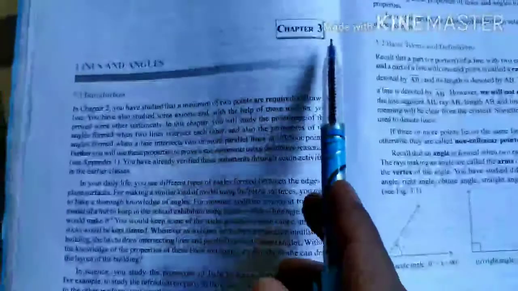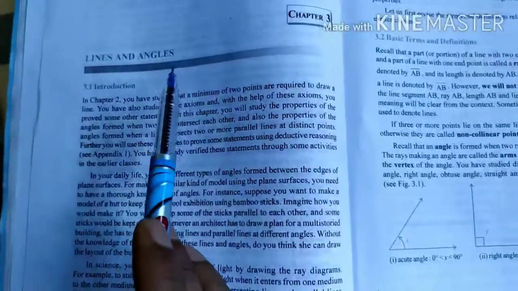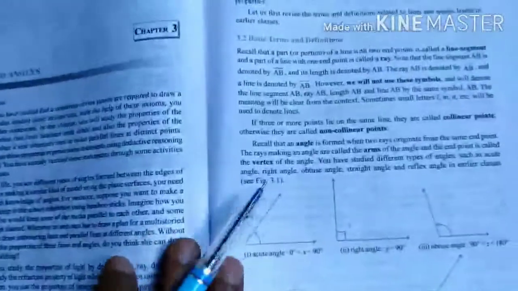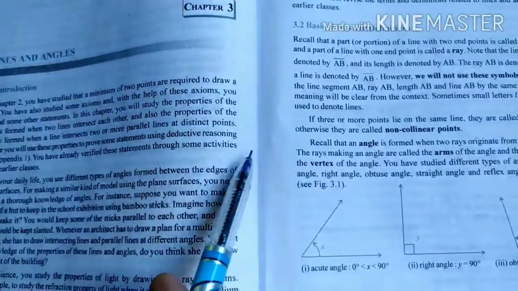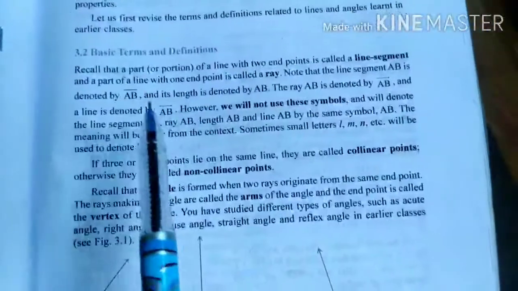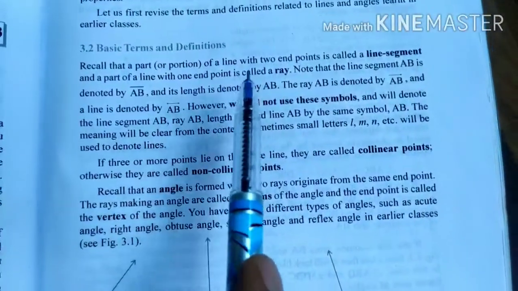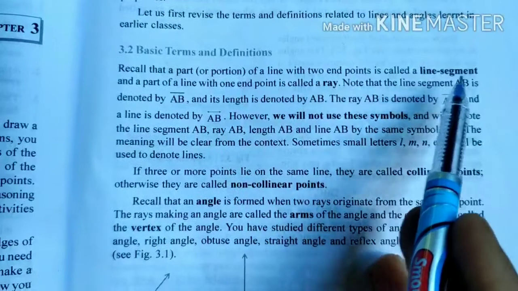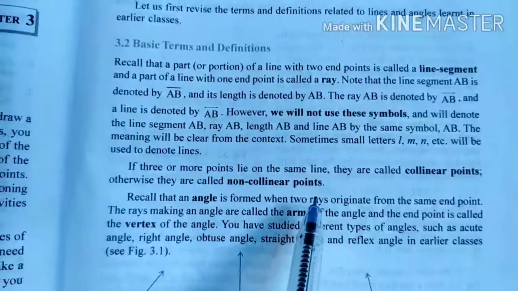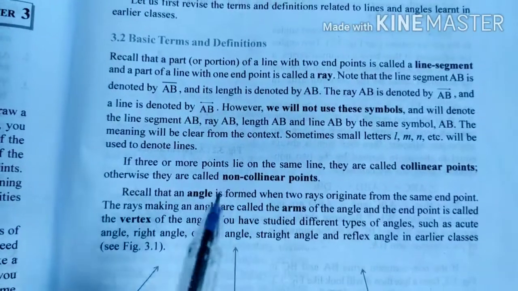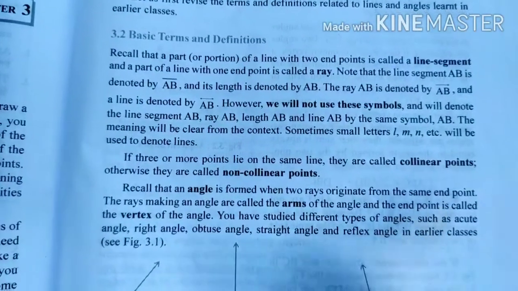Hi students, today we shall discuss chapter 3, lines and angles. We have learned about lines and angles in the previous class also, so now we will recall the basic terms and definitions. We will study line, segment and ray, non-collinear points, collinear points and different definitions.